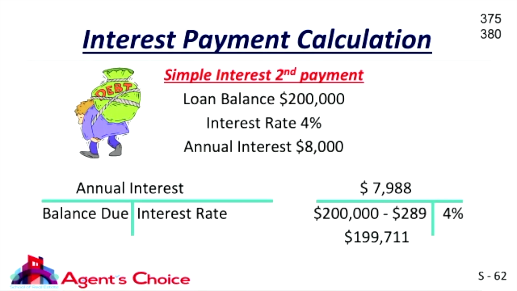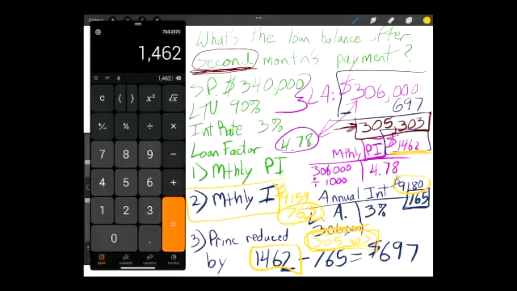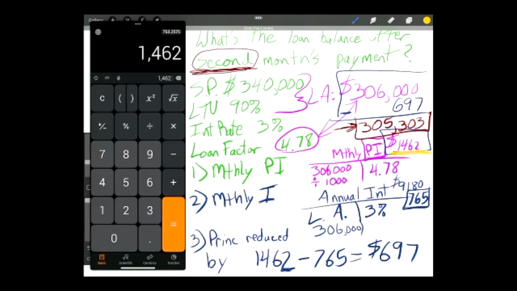And so if we paid in the second month interest of $763, we're going to subtract that from the $1,462. You can't see what you're writing. I'm sorry. Gosh, I keep forgetting that. Here, let me back up a little bit. So now that we did the first month's and we have a new loan balance after the first month of 305,303, we're going to pick it back up with the second step. And we're going to do the same math, except instead of using 306, we're going to use this new loan balance of 305,303.